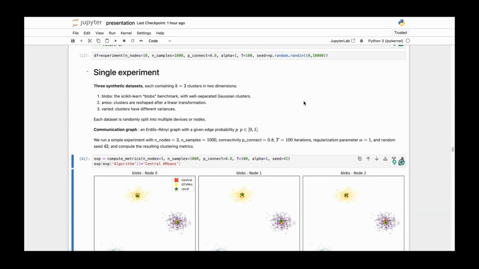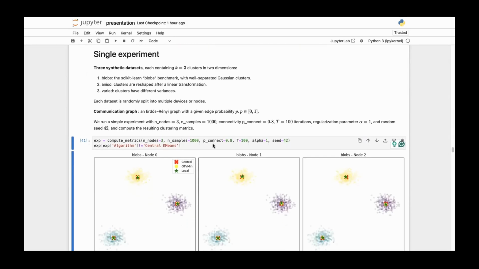After that, we randomly split each dataset into multiple nodes or devices. For communication graph, we construct an ER graph with a given edge probability P. In this way, we can simulate the communication between nodes. So when P equals 0, we have a graph without any edges. And when P equals 1, we have a fully connected graph.